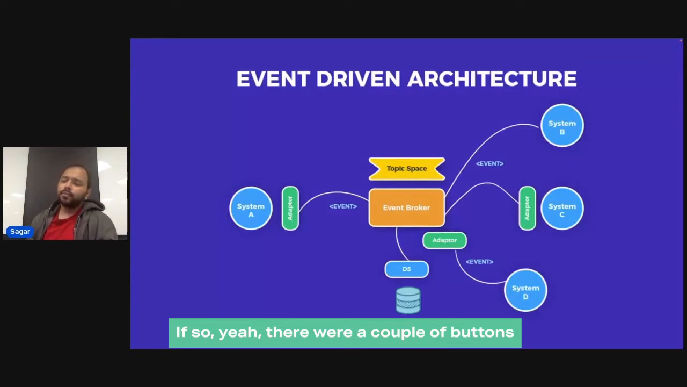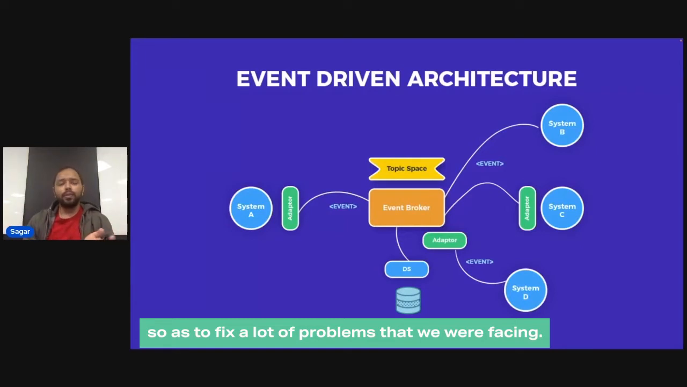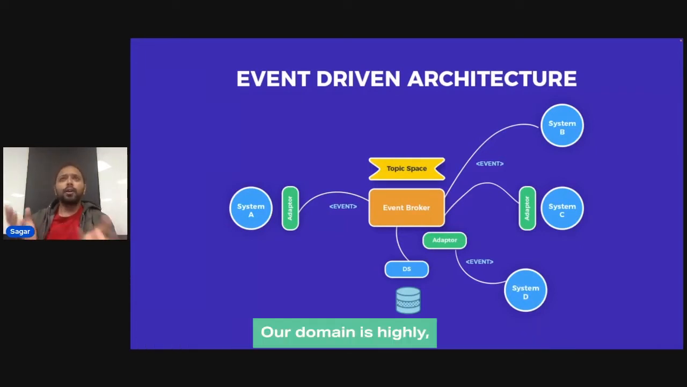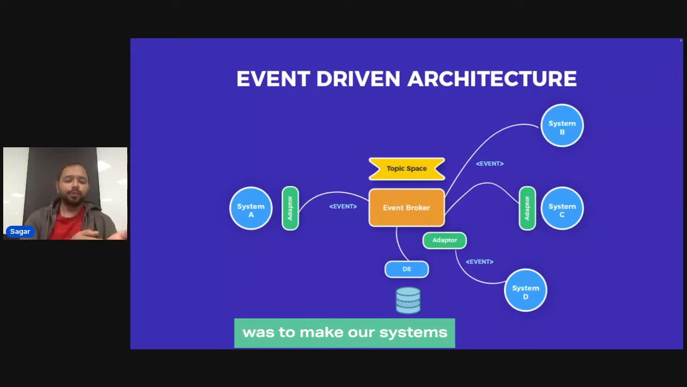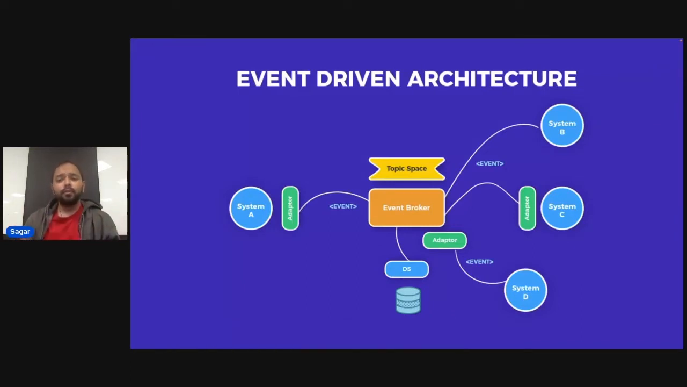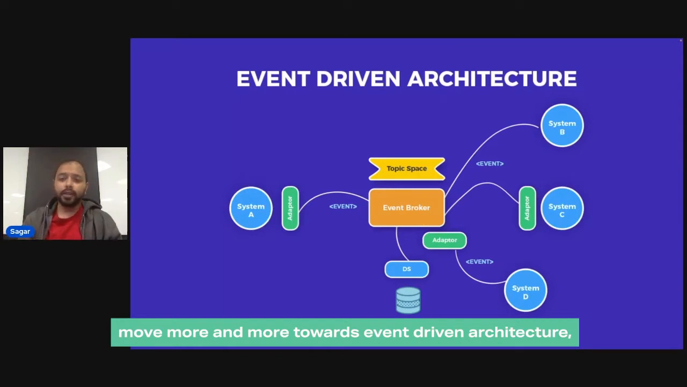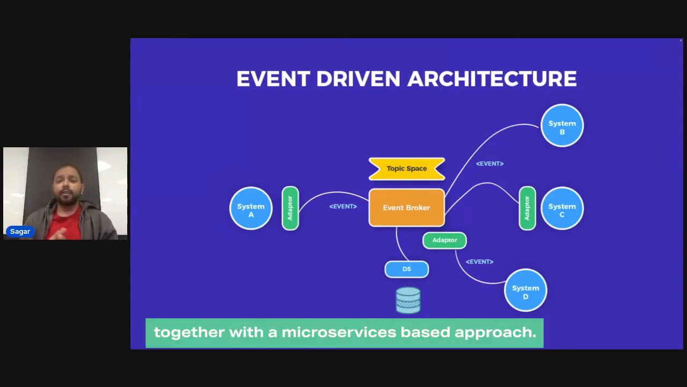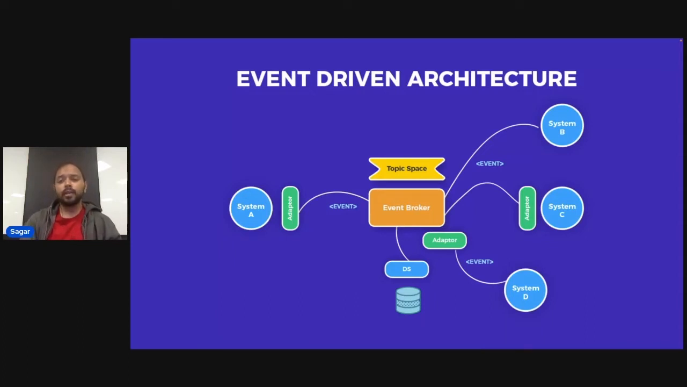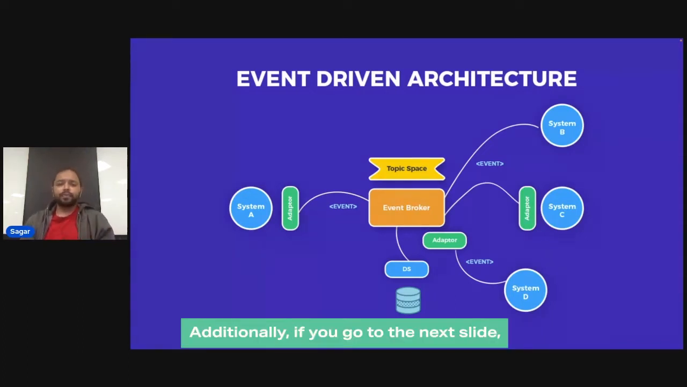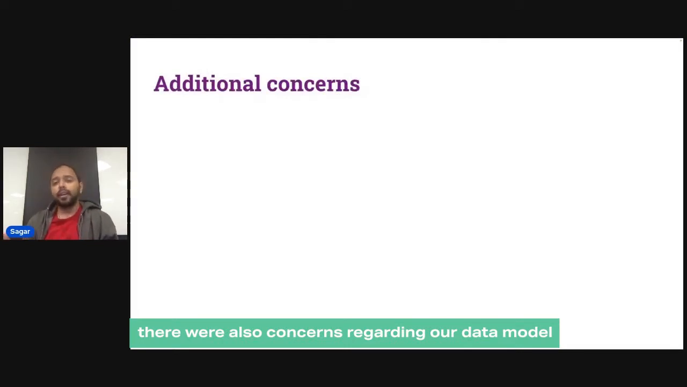There were a couple of patterns on the backend that we wanted to try out so as to fix a lot of problems that we were facing. Our domain, loans, is highly event driven. So one of the things we were trying to do was make our systems move more and more towards event-driven architecture. Together with a microservices-based approach, this would allow us to have smaller systems, which would solve the maintainability problem that we have. Additionally, if we go to the next slide, there were also concerns regarding our data model.